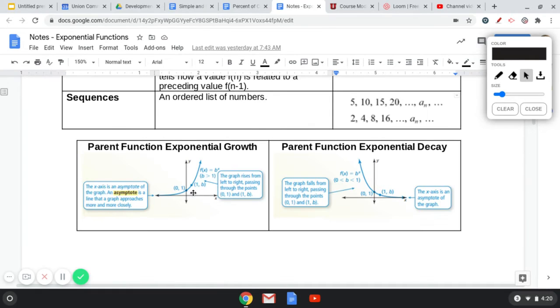Okay, so some key parts. Both of these intersect the y-axis at 1, at y equals 1. And they both have asymptotes. The x-axis is an asymptote for both of these. So both of these will approach the x-axis, but they won't actually cross it. And these are our parent functions.